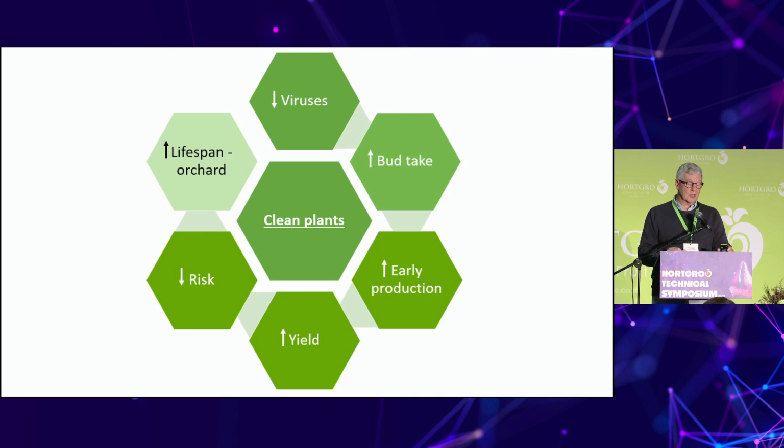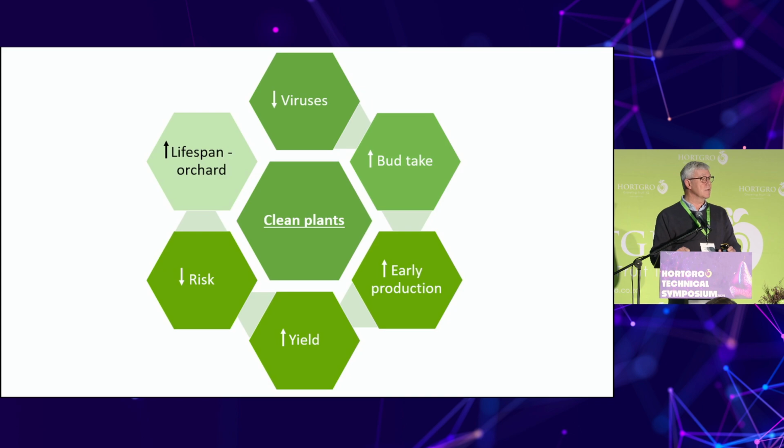But we know that with viruses, you can't kill a virus with a spray. So the only opportunity that you have of starting clean is to start with material that doesn't have viruses in it. And we're seeing it particularly with some of the new rootstocks that are coming through that are more virus sensitive than some of our older rootstocks. It has an impact on bud take, it has an impact on early production, it has an impact on yield. So you can get between a 10 and a 40% decrease in yield.